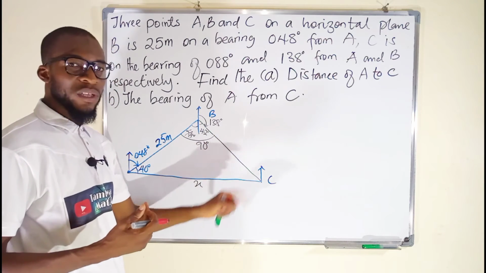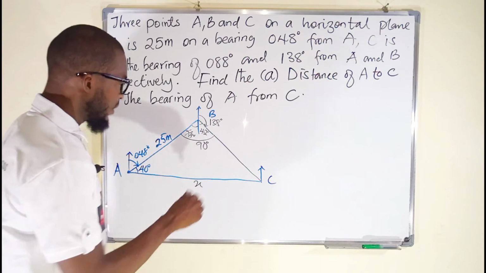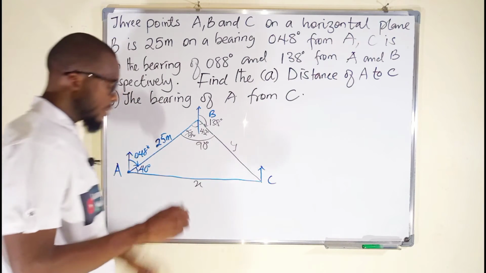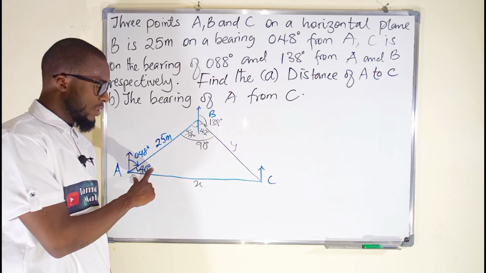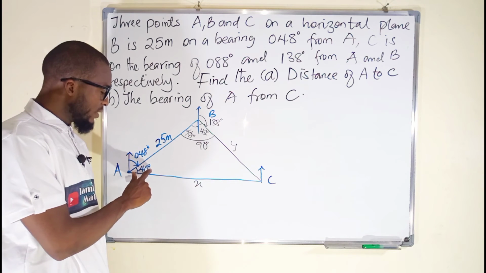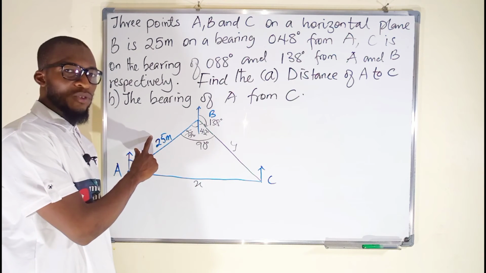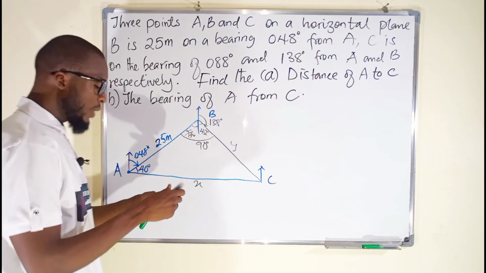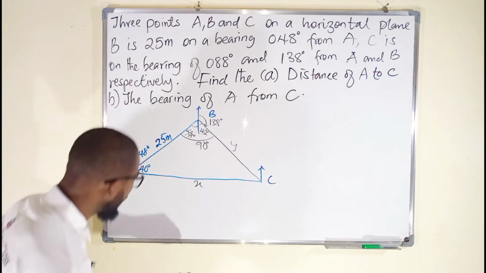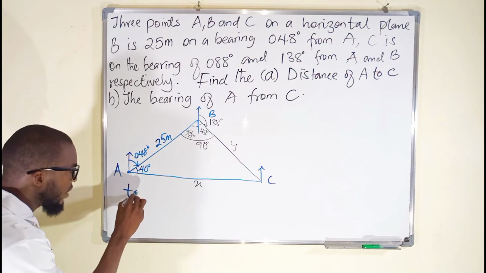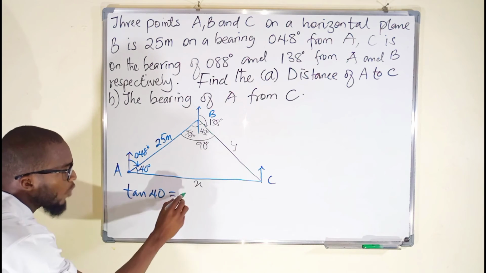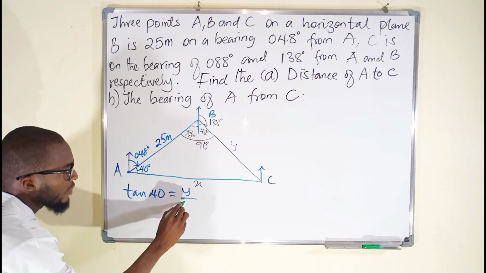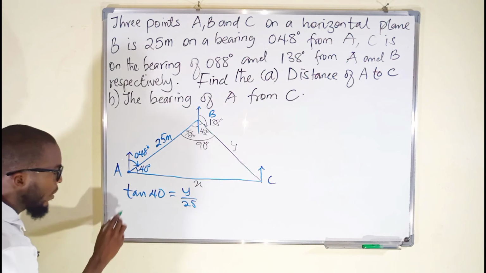But since the length is not given, we can go ahead and find it first. Let's call it y. This y is opposite to this angle 40 degrees. And this 40 degrees is adjacent to this length of 25 meters. So we can apply tan ratio, tan 40 degrees, which is the same thing as opposite y over the adjacent 25.